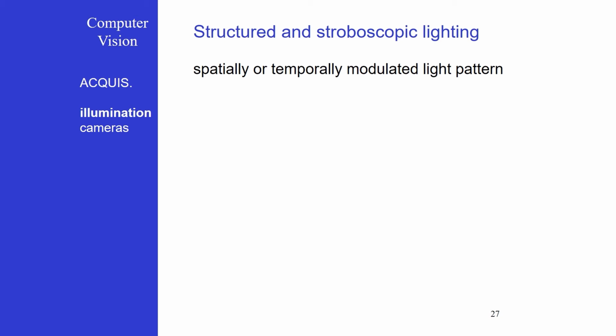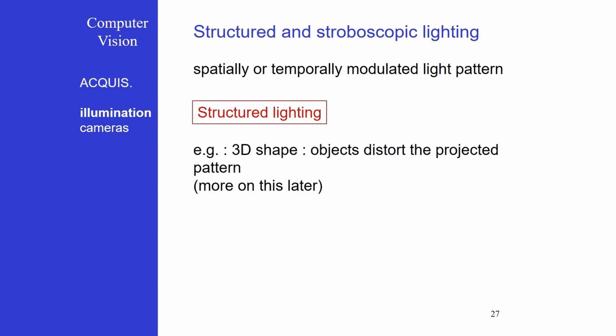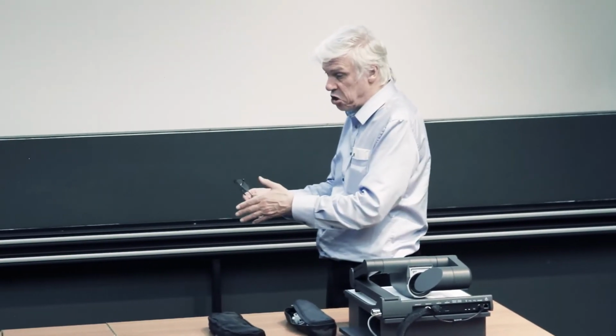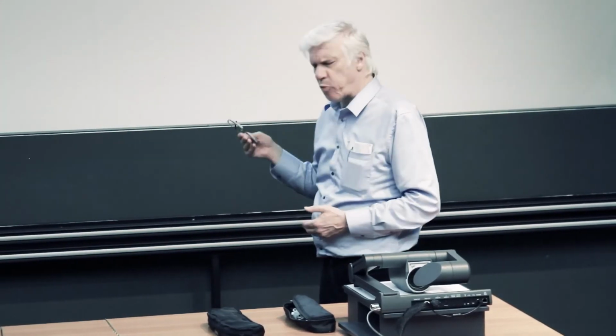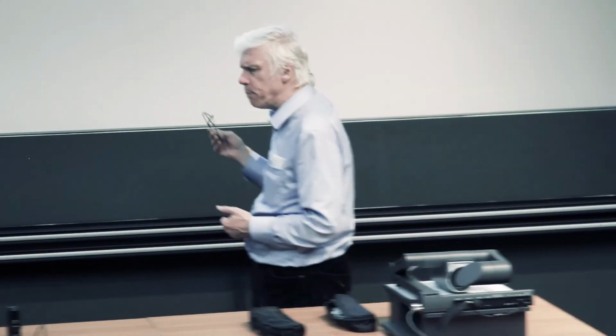Then there are more forms of controlled lighting, one of them being structured lighting. So that means you have a pattern of light, which could be spatially or temporally or both modulated. So you can have a pattern spatially or you can change light over time. And this is very popular when it comes to getting the three-dimensional shape of objects. And we will talk about that a bit more in the future lecture about 3D capture.